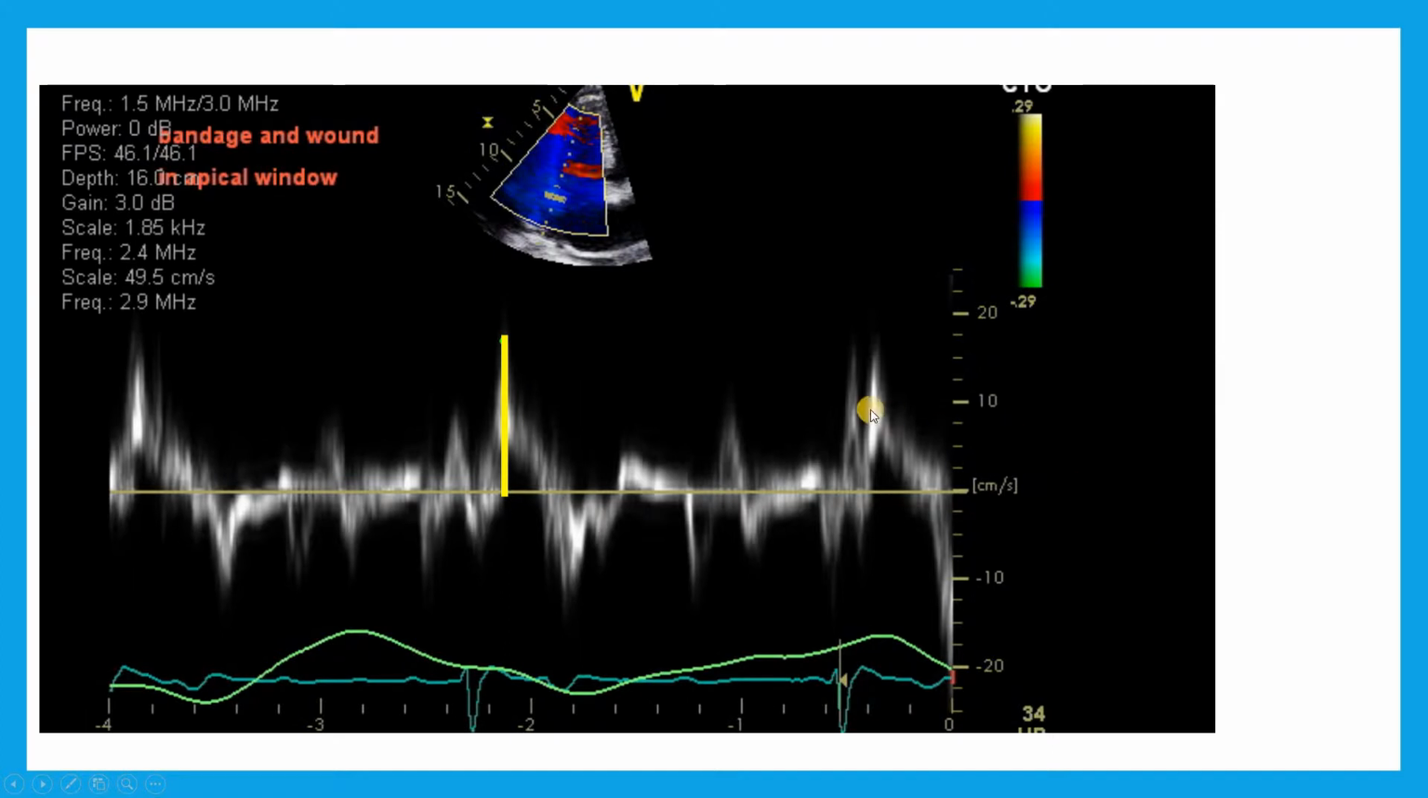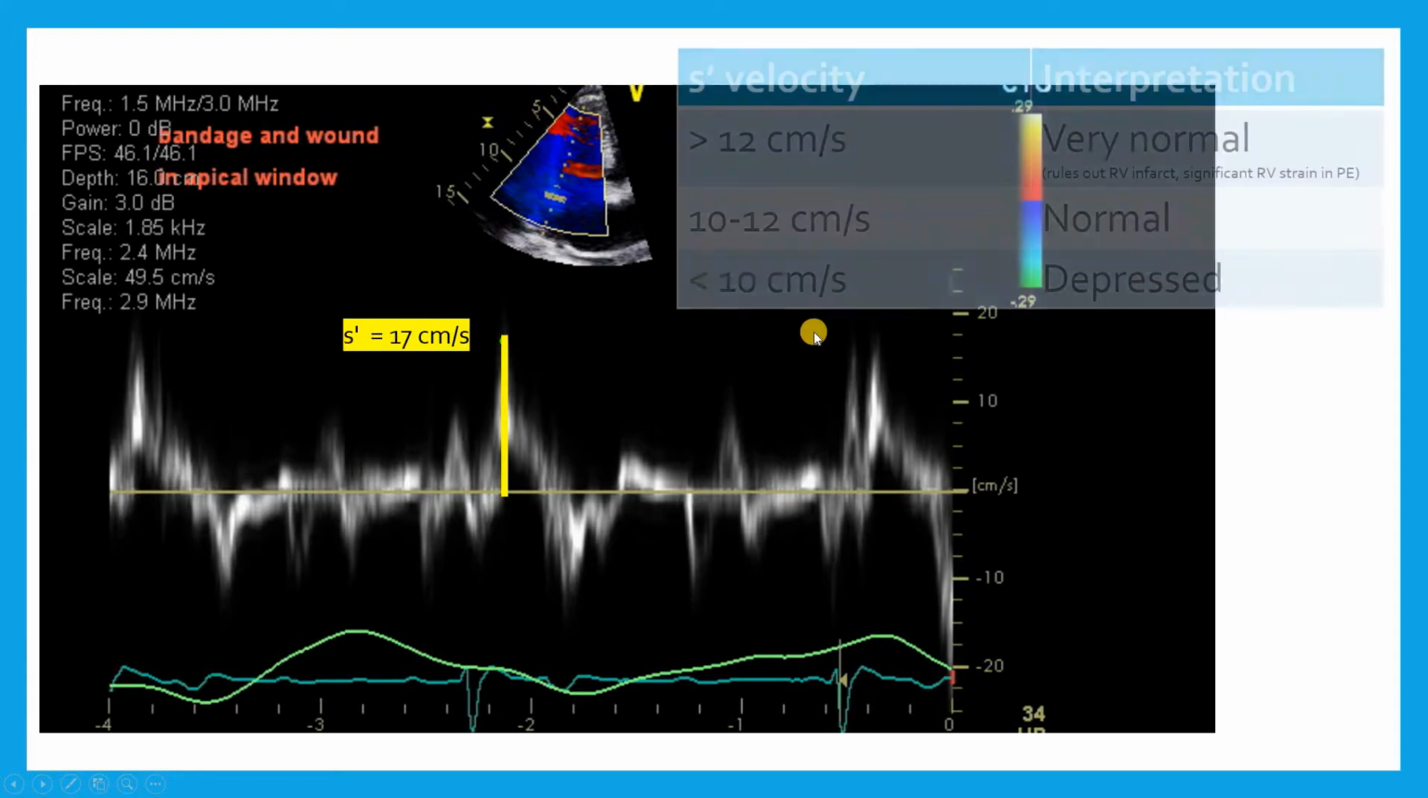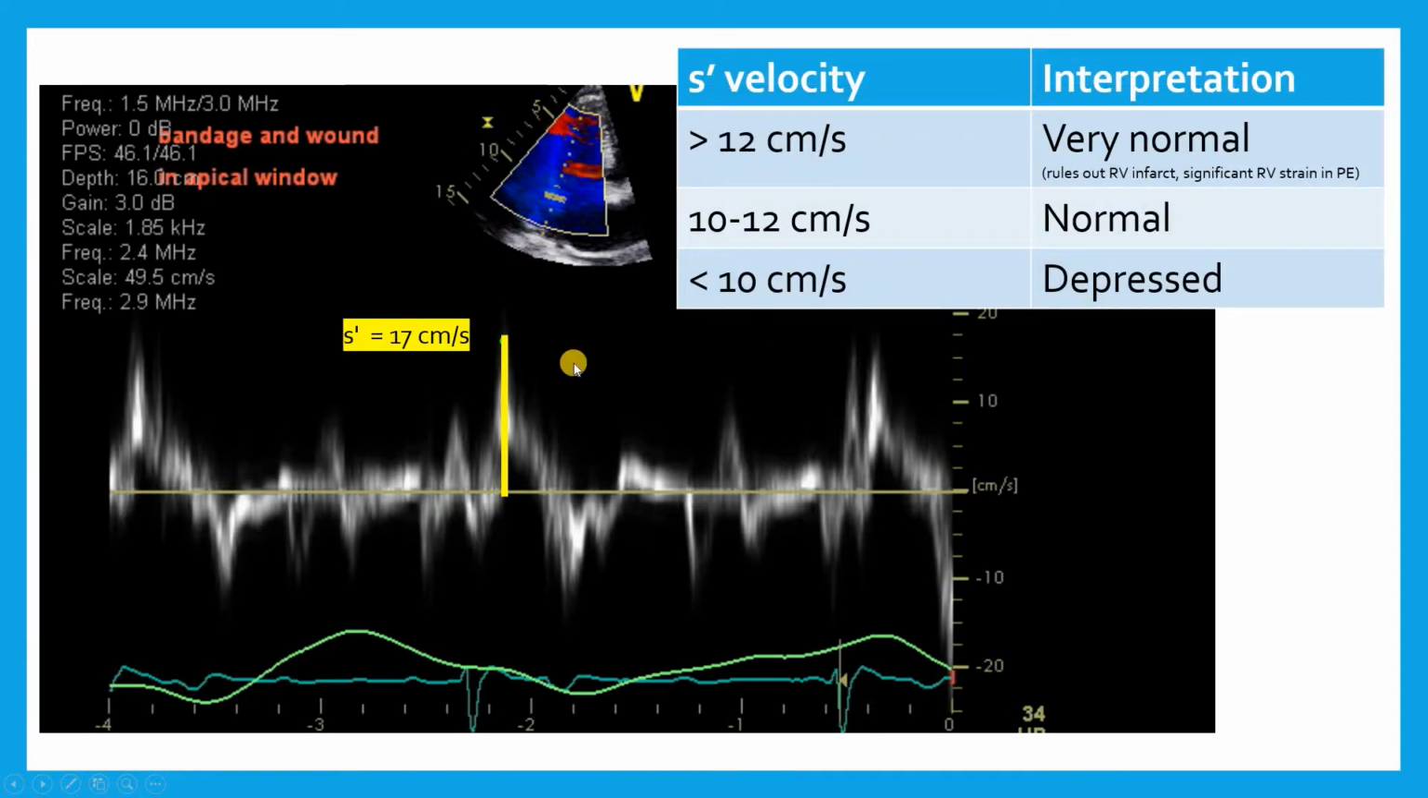We said the other way to measure this was with tissue Doppler, and we're measuring what's called the S prime velocity. And this is my tissue Doppler tracing. These are my big systolic excursions. So that's what I'm going to measure here. This is the same patient as the last screen. So this correlates well. This is an S prime of 17. That's very clearly normal. And as we saw, the TAPSE was 23 millimeters, very clearly normal. This patient has very good right ventricular contractility.